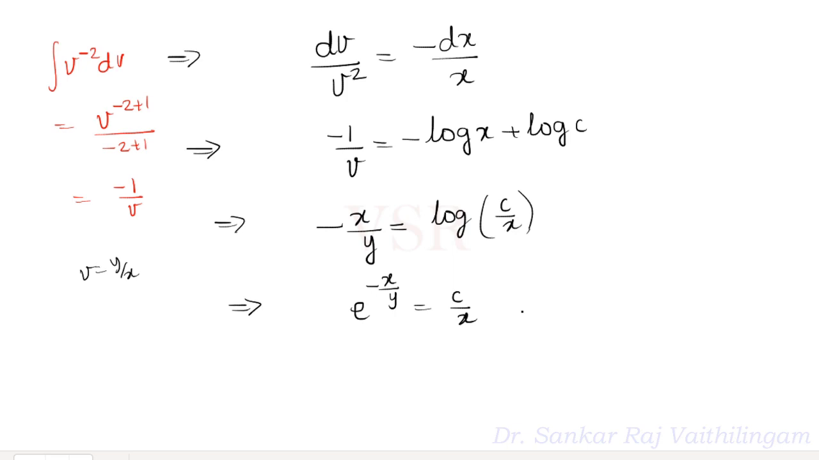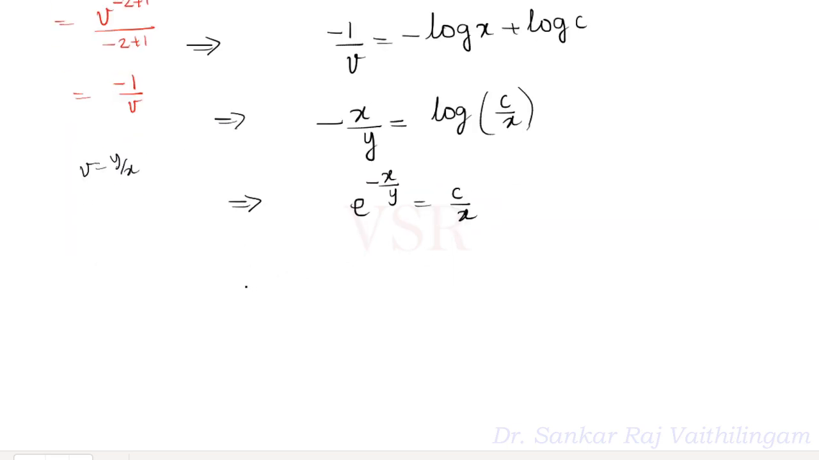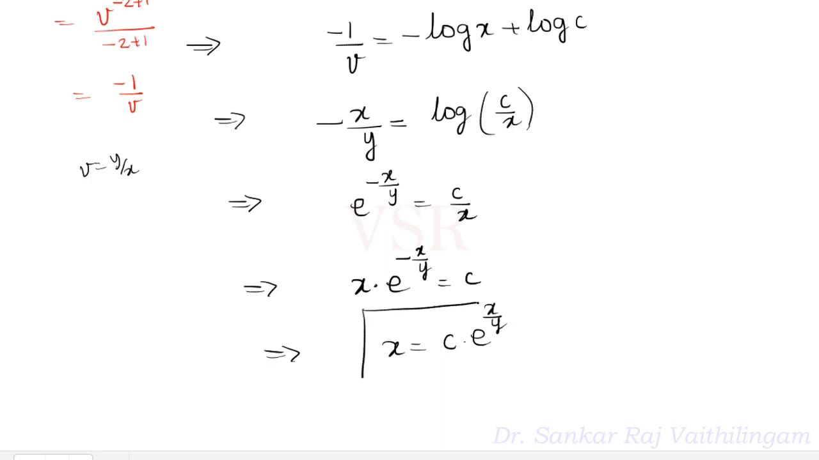So that implies that x into e to the power minus x by y which is equal to constant. அப்போ இதை வேணா அங்க கொண்டு போயிடலாம். அப்போ this implies that x equal to c times e to the power x by y. So this is my solution. Okay, so this is the end of the 7th problem.